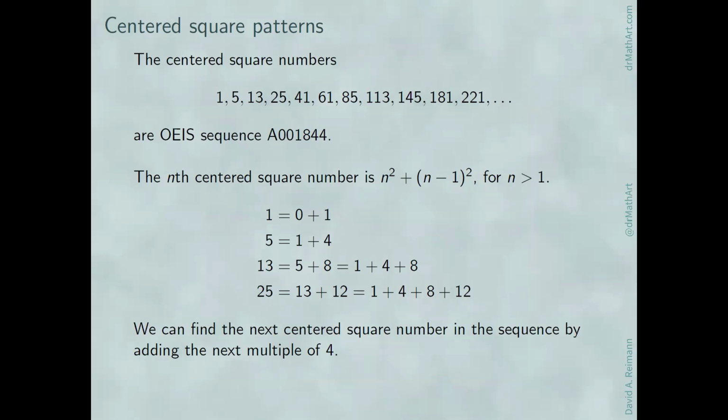So there's an entry in the OEIS for this. As I mentioned, to get to this, we can just add these multiples of 4 to 1 to get the total number of items in that pattern. Those types of numbers are called centered square numbers, and they form this interesting geometric pattern.